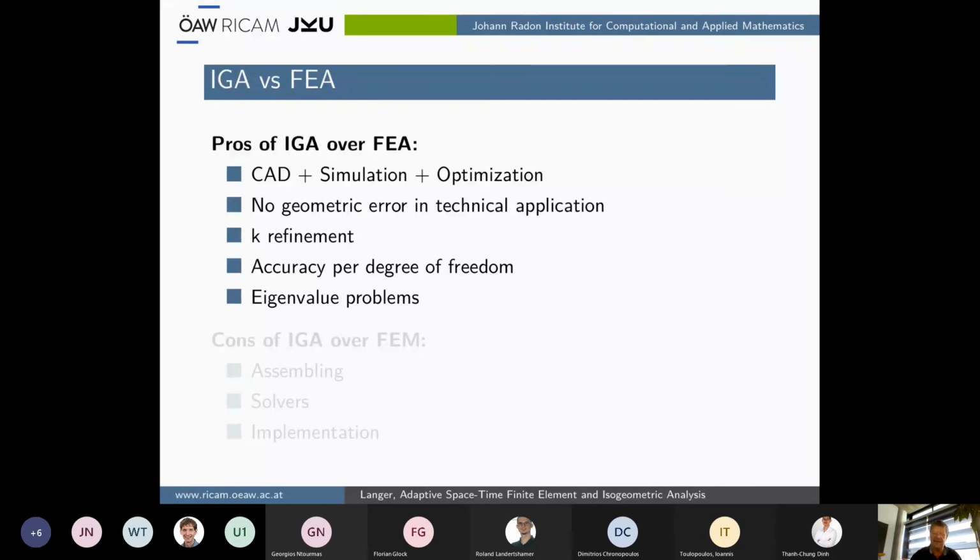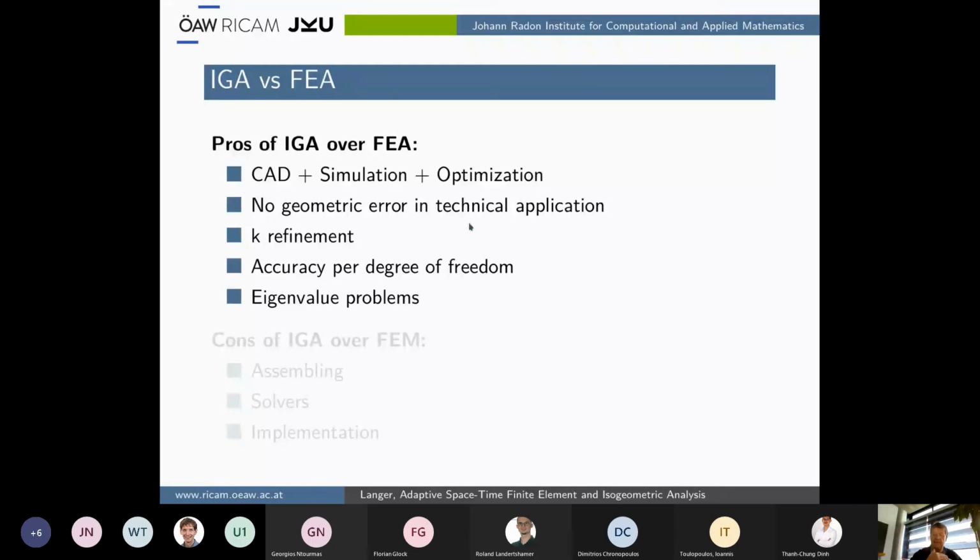You use one type of basis function for representation of a geometry, for the simulation, for approximation, for solution, and also for handling for optimization. This is one package. And the basis functions are splines and NURBS, for instance. So therefore, we have no geometrical error in technical application.